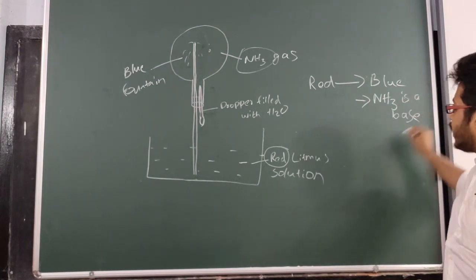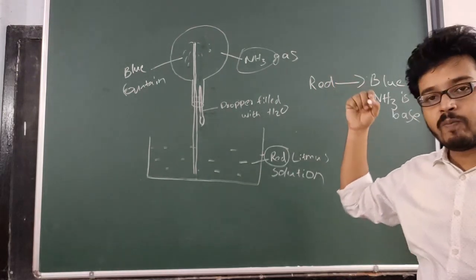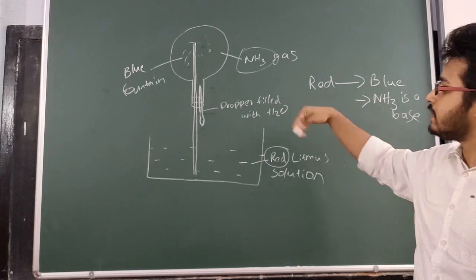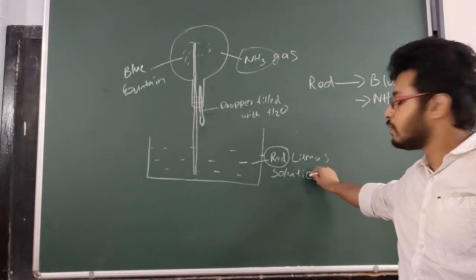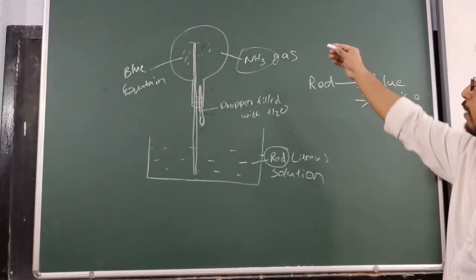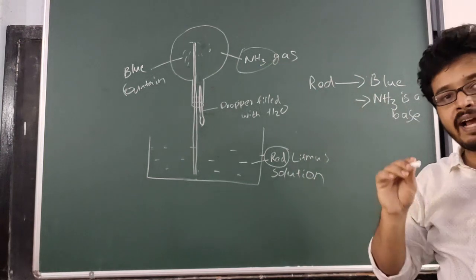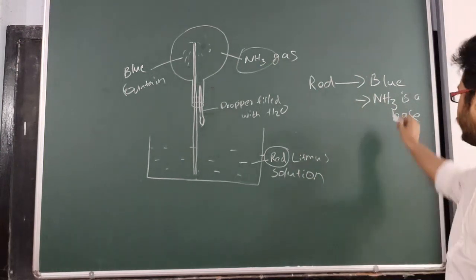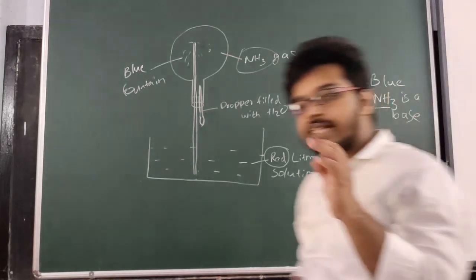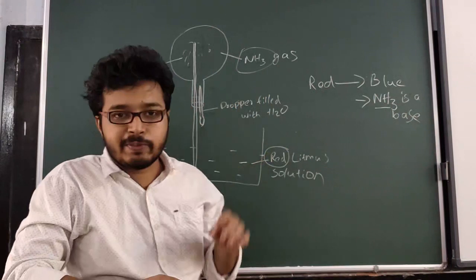So the first conclusion that we are arriving at from the blue fountain experiment is this. There is a change in color of the litmus solution. It is changing from red to blue. It is due to the presence of ammonia gas in the RD flask. So from this we can identify that the ammonia gas is basic in nature. So that is our first conclusion in this experiment.